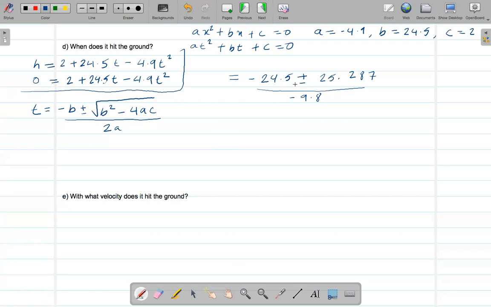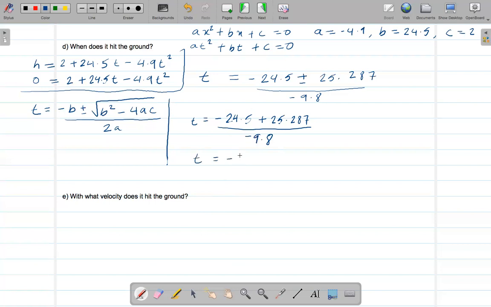Now, since we have plus minus, let's take the plus first. So this is t. When you take the plus, t is equal to negative 24.5 plus 25.287 over negative 9.8. From here, t, you'll get negative something.